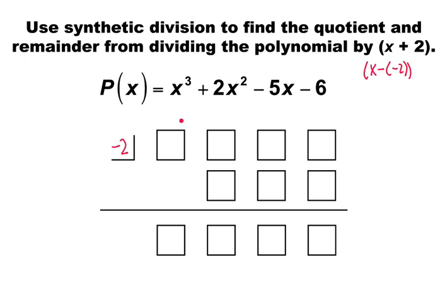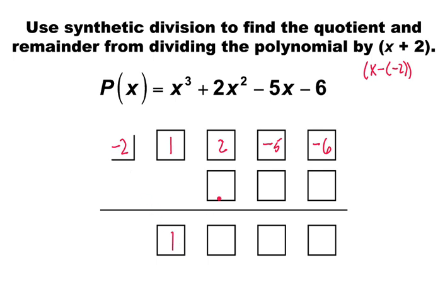So the cube has a coefficient of 1. The square has a coefficient of 2. The linear term has a coefficient of negative 5. And then this is the constant term, and it goes right here. Start by dropping the first term. 1 goes here, and then we multiply these terms.